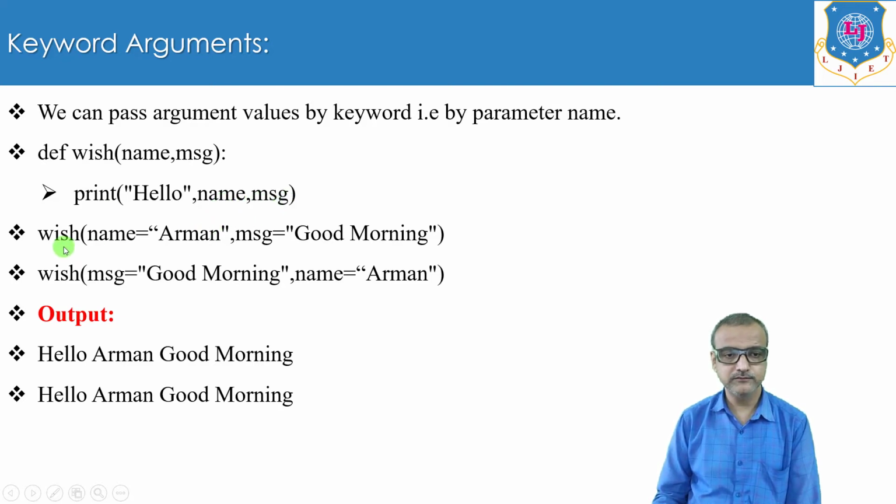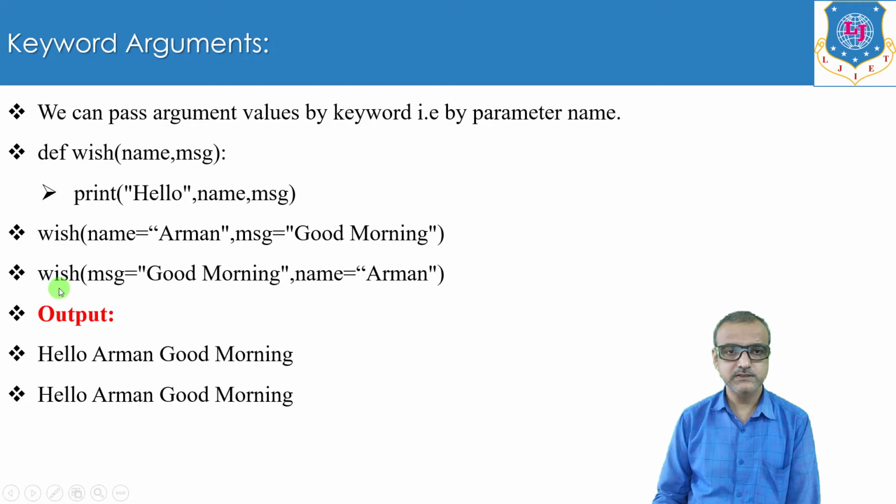If I call the function wish(name='Arman', msg='good morning'), what will be the output in this case? See, here the parameter name is name and we are passing name equals Arman, and then in parameter msg we are passing good morning. So what will be the output? That is hello. In place of name we will have Arman. In place of msg we will have good morning. So the output will be hello Arman, good morning.